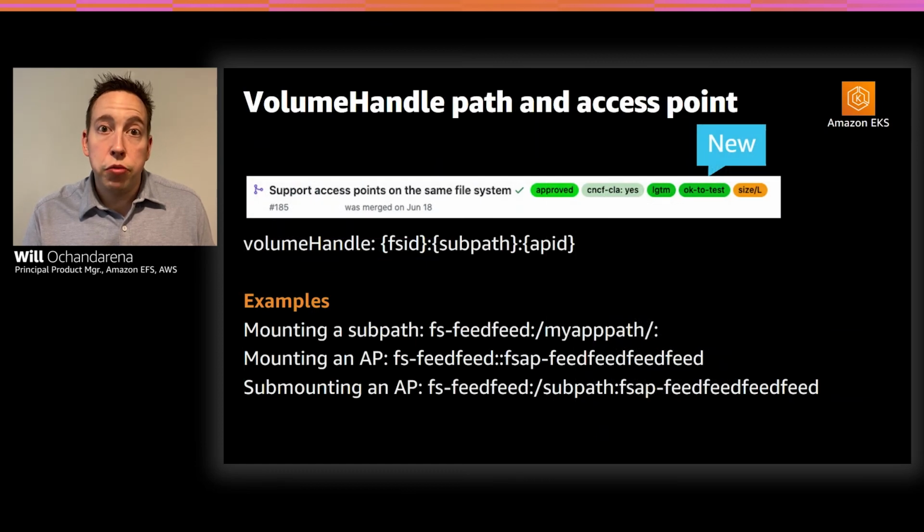And the way you use volume handle, and this changed recently with the 1.0 of the driver, is you can either put in a single file system ID, or you can use a colon-separated object to say a file system ID and an access point, or a file system ID, an access point, and a subdirectory. So you can use all of these together to get as granular as you need for your persistent volumes. In most cases, what you're going to want to do is create a file system, create several access points on that file system, and have a persistent volume for each one of those access points.